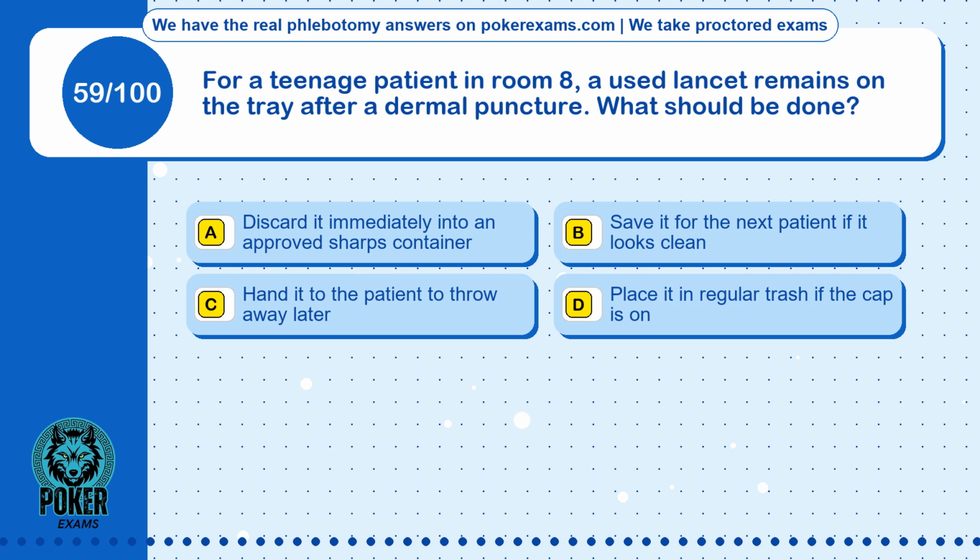Question 59. For a teenage patient in room 8, a used lancet remains on the tray after a dermal puncture. What should be done? Option A. Discard it immediately into an approved sharps container. Option B. Save it for the next patient if it looks clean. Option C, hand it to the patient to throw away later. Option D, place it in regular trash if the cap is on.